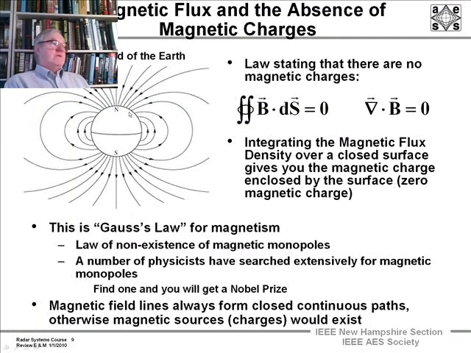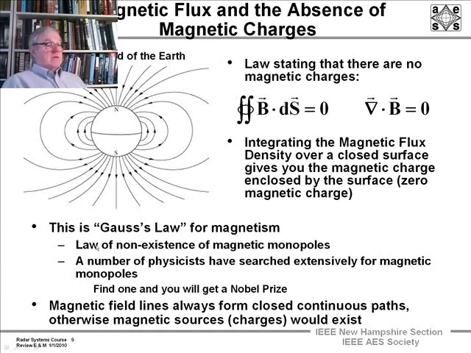Now, with regard to magnetic field, this statement could be, say, Gauss's law for magnetism. It states that there are no magnetic charges. That is to say, if you integrate over a closed surface the magnetic flux density, what you'll get is 0. And that implies that in differential form, the divergence of the magnetic field is 0. That says there are no magnetic charges.